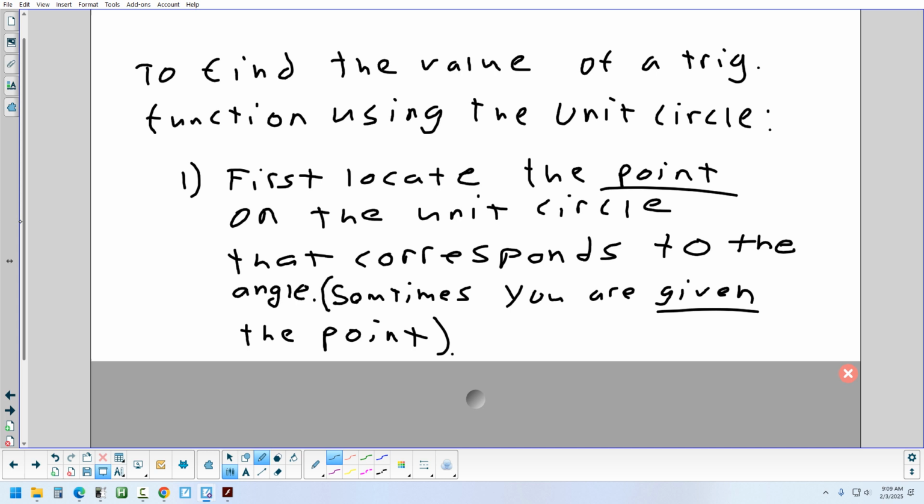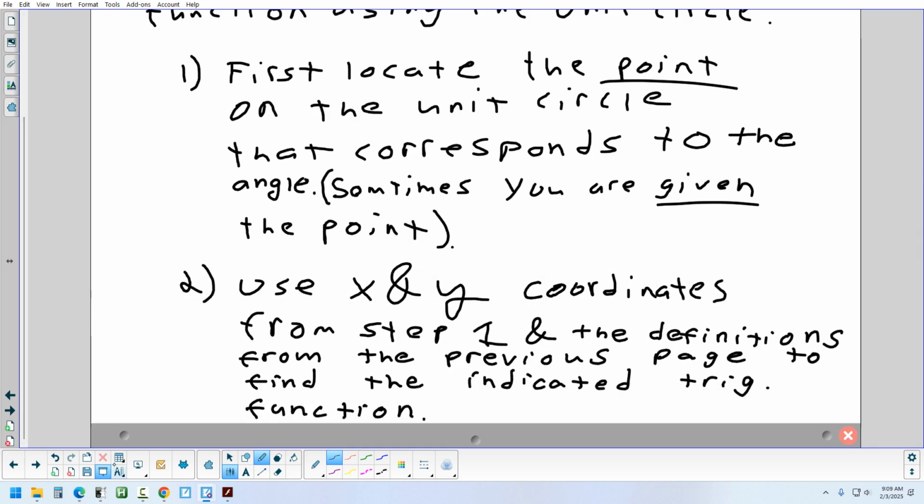Now, for today, I've only taught you how to find the coordinate for 4 angles. 0, 90, 180, 270. In tonight's homework, you will not have an angle other than those 4 that you have to figure out. Tomorrow and Wednesday, yes, we're going to do the other 30s and 45s. Okay, so step 1, find the coordinate.